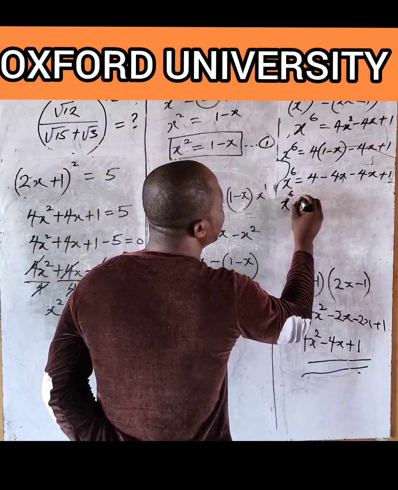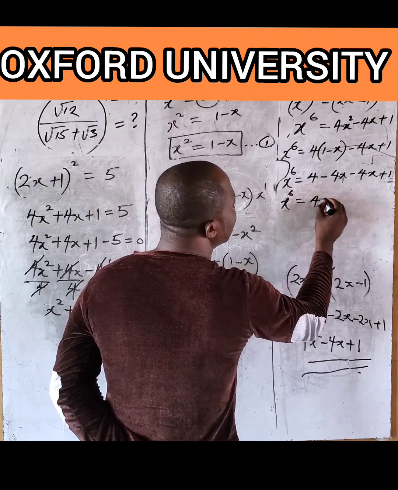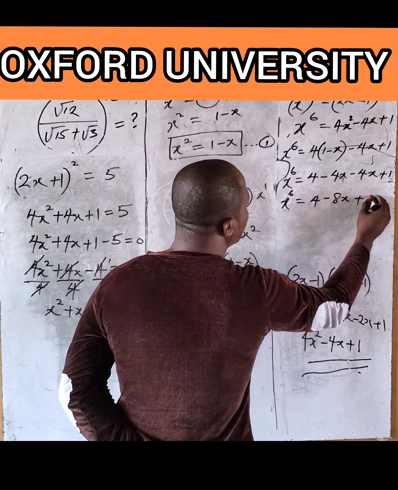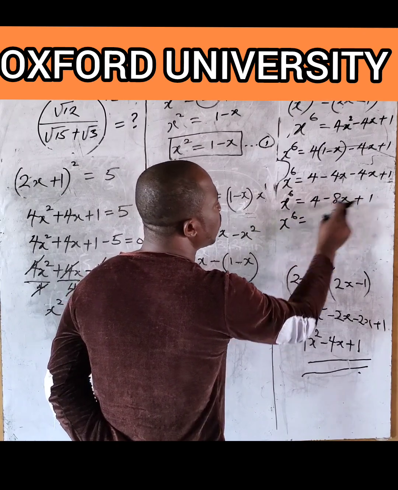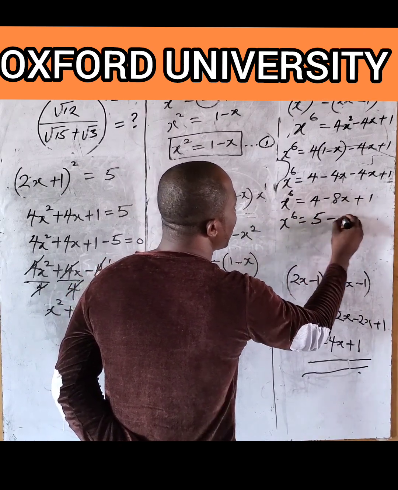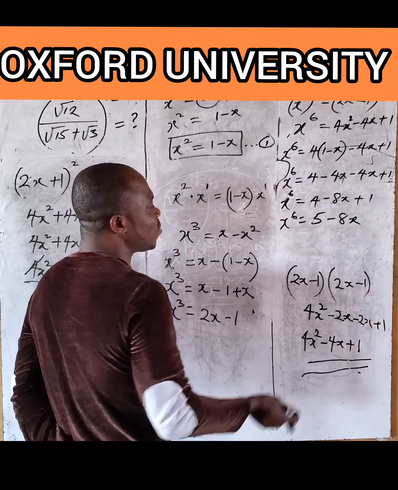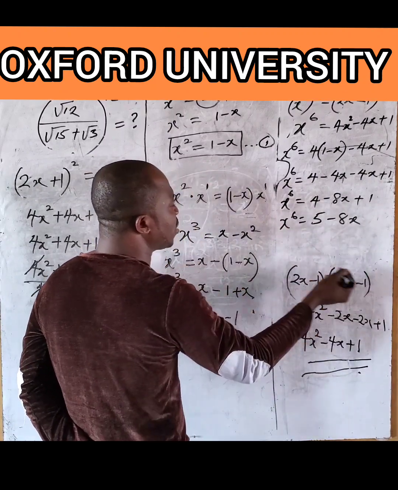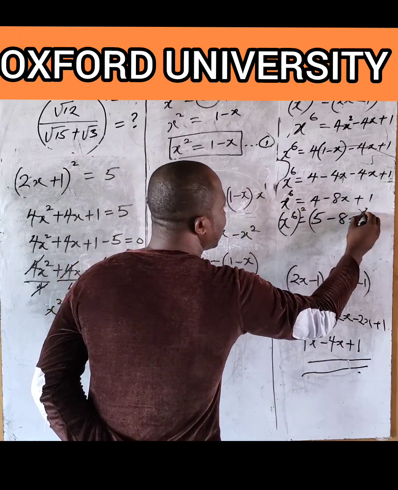So we have x raised to power 6 is equal to 4 minus 4x minus 4x is giving us minus 8x plus 1. Then x raised to power 6 will give us 4 plus 1 is 5. So we're having 5 minus 8x. Then I can also decide to square both sides. So squaring both sides, I'll be having like this and this like this.